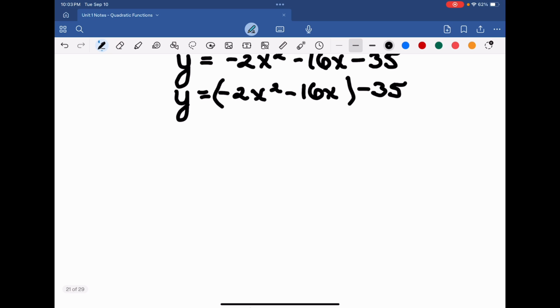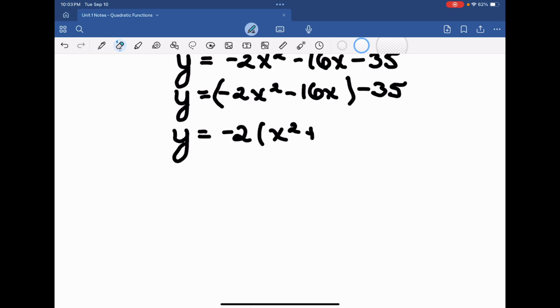Now I'm going to take out the common factor. I want to leave x squared alone as is. So what we're going to have to do is take out a negative 2, which leaves me with x squared. Negative 16 divided by negative 2 is positive 8x, close the bracket, minus 35.